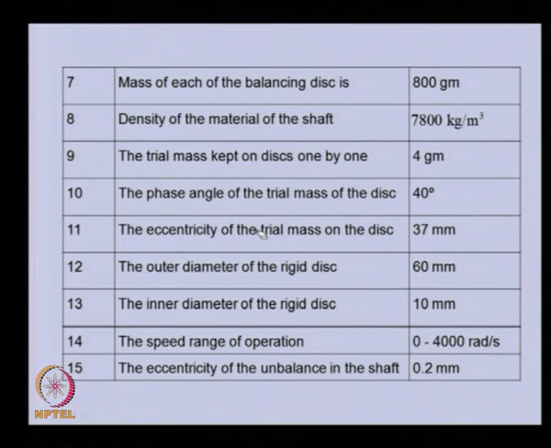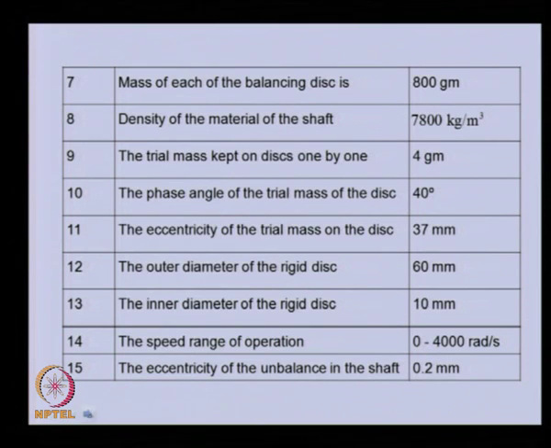This is basically the radial position of the trial mass, because we need to keep it at a certain radial position. That is what we call the eccentricity, and these are the other geometry of the shaft. The speed range of operation is up to 4000 radians per second, and in this range maybe the third or fourth critical speed of the rotor system may fall, but we will aim only to balance the rotor up to the second critical speed. This is the eccentricity of the unbalance in the shaft. So, this is regarding the residual unbalance, and this is the trial mass.